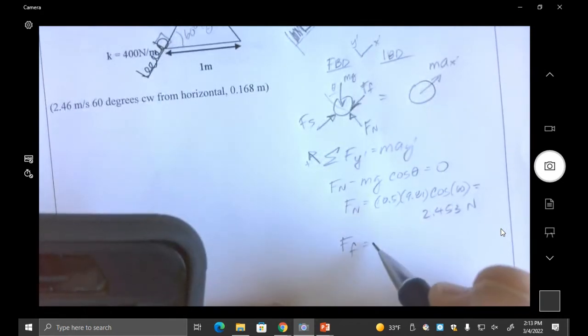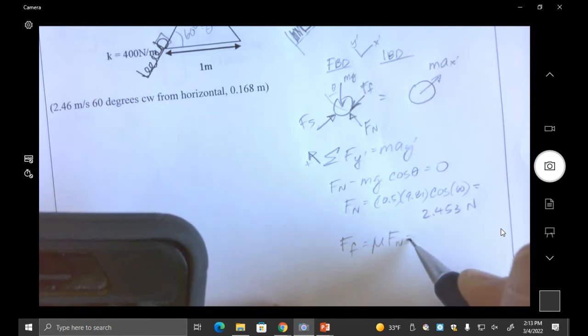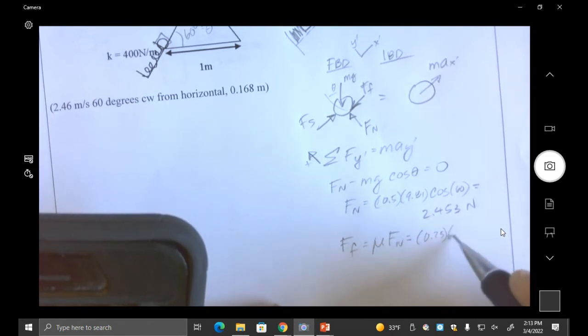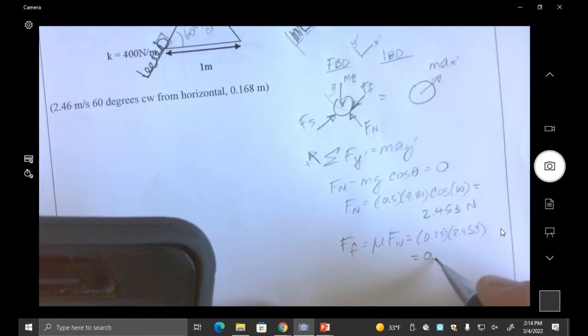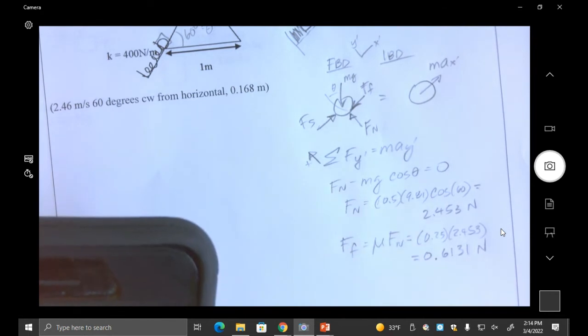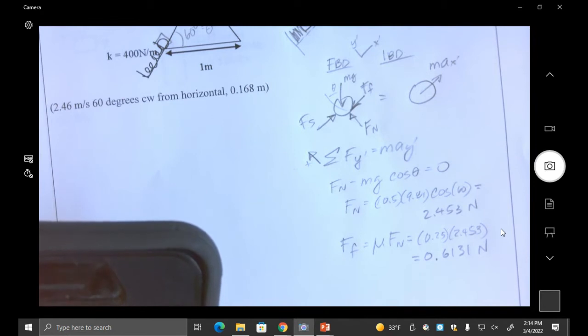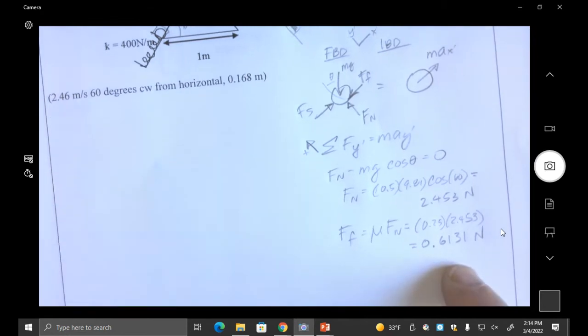2.453 newtons. So my friction force, they told me the coefficient of friction was 0.25, 2.453. Doesn't seem like enough. 0.613, did I get that wrong? 0.6131? Didn't feel right. 2.453, 0.25. Yep, that was right. Okay.